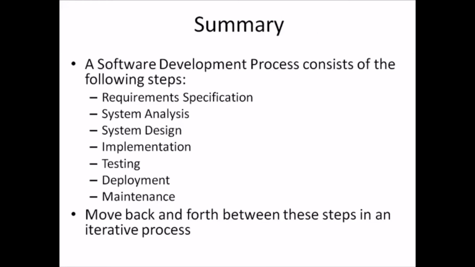So just to summarize now, the software development process usually consists of the following steps. A requirement specification, what our software needs to do. System analysis, which provides supplementary information and more detail about how it needs to meet the requirements. The system design is kind of like a blueprint for our code. Implementation, actually writing the code. Testing it to make sure it works. Deployment, giving it to the end user. And maintenance, fixing bugs and that kind of thing.